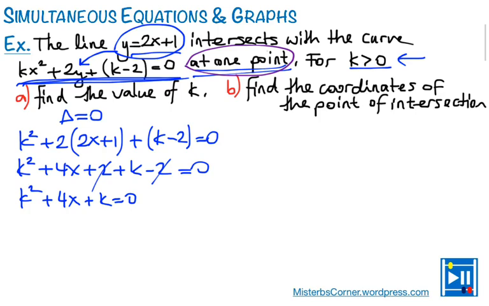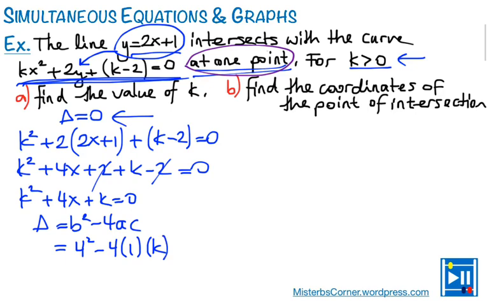This is the quadratic equation that I'm going to check the discriminant of, right? So if I write the discriminant being b squared minus 4ac and substitute the values, well, b is 4, so it's going to be 4 squared minus 4 times a is 1, c is k, right? So this will be 16 minus 4k. Now this must be 0.